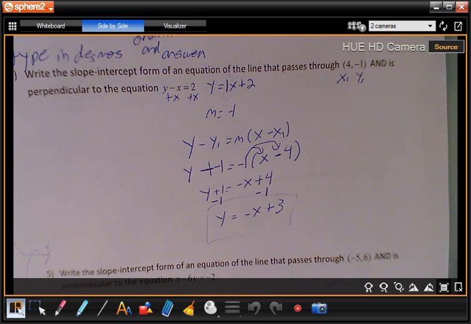Okay, that's it for perpendicular lines. I'm going to do perpendicular and parallel in class, and we'll look at some graphs for these two.